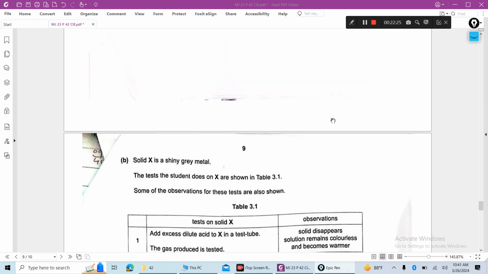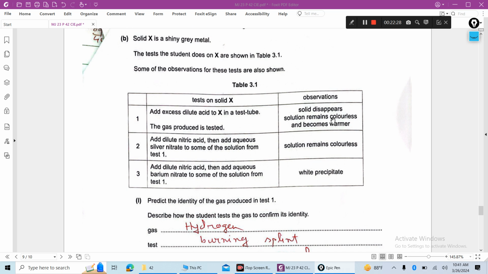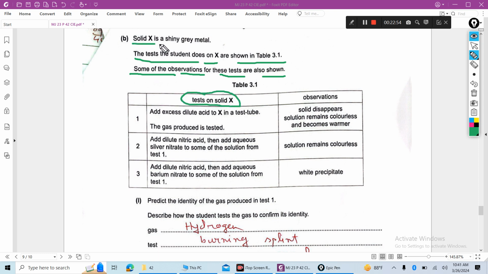Then B, solid X is a shiny gray metal. The student does tests on X, shown in the table. Some of the observations for this test are also shown. Test on solid X. Solid X is a shiny gray metal. Observation you get. Test 1.